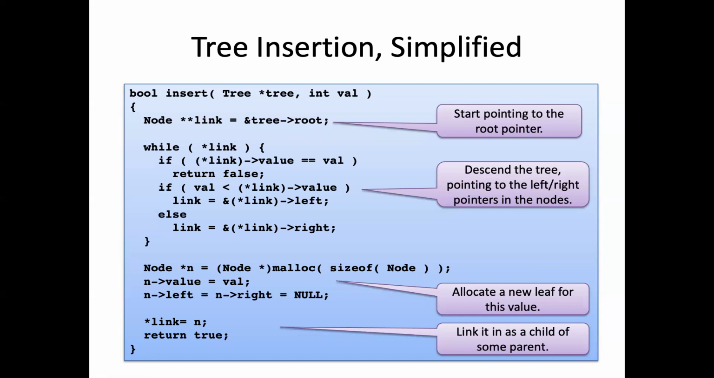And one thing that makes it simple is we can fold together a lot of different cases by keeping up with the address of pointers rather than just the address of nodes. That's all I got to say about pointer to pointer for now. Questions before we try to move on?